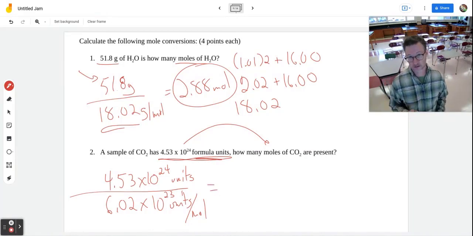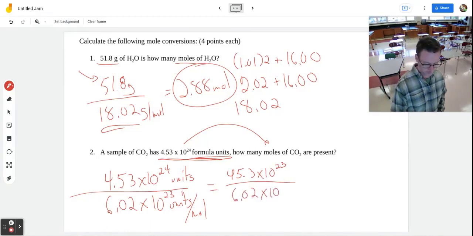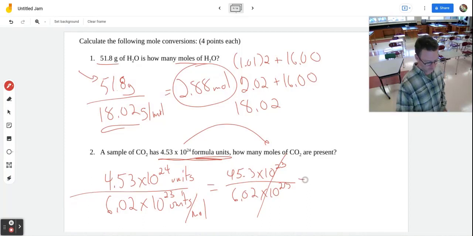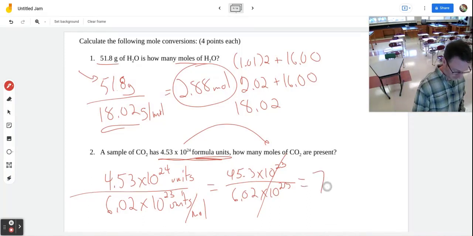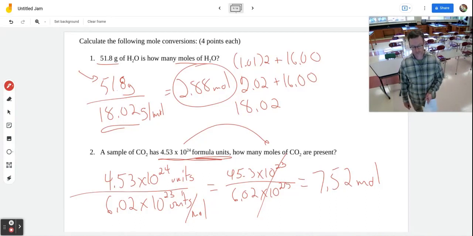And actually, I'm going to adjust this to make the calculation a little bit easier. You don't have to do this, especially if you're using a calculator. But just to show you how this works, 4.53 times 10 to the 24th is the same number as 45.3 times 10 to the 23rd. I just moved the decimal point and adjusted the exponent so that I have the same exponent on the top and the bottom. The calculator can address that for me, but because I did that, this all cancels out, so I'm left with 45.3 divided by 6.02, which comes out to 7.52 moles. Rounded to three digits because my starting number had three significant figures.